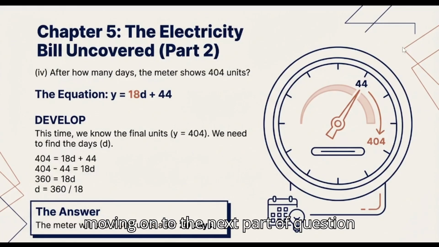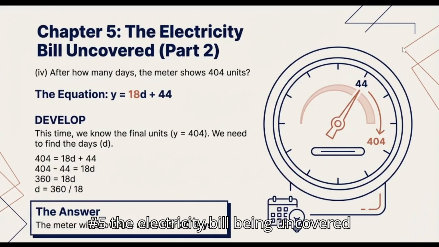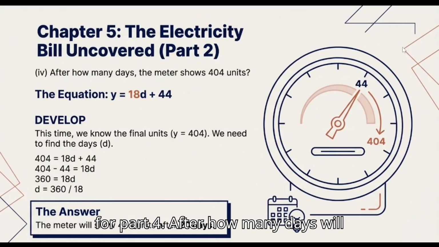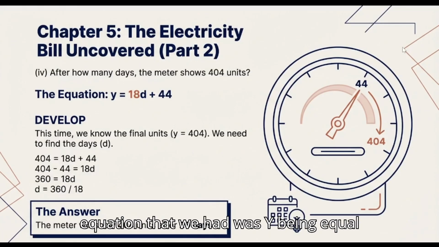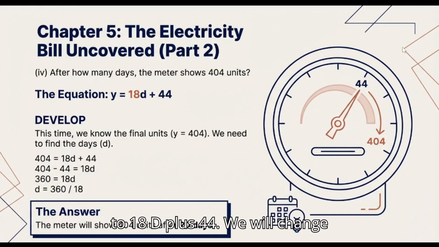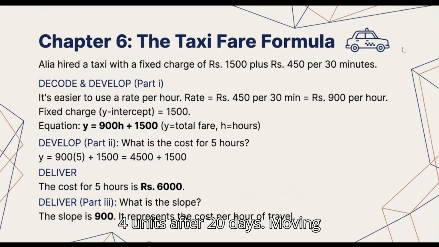Okay, moving on to the next part of question number 5, the electricity bill being uncovered. For part 4, after how many days will the meter show 404 units? The equation that we had was y being equal to 18d plus 44. We will change the value of y to 404 to find the number of days. That means 44 gets subtracted from 404 and divided by 18. That means 20 days will be our answer, or the meter will show 404 units after 20 days.